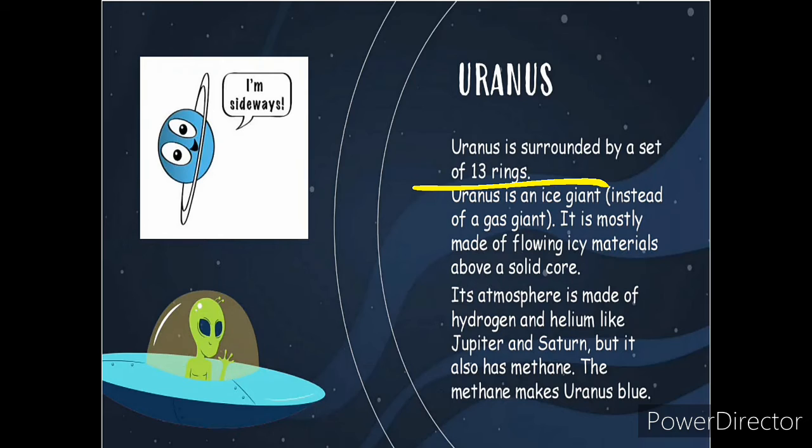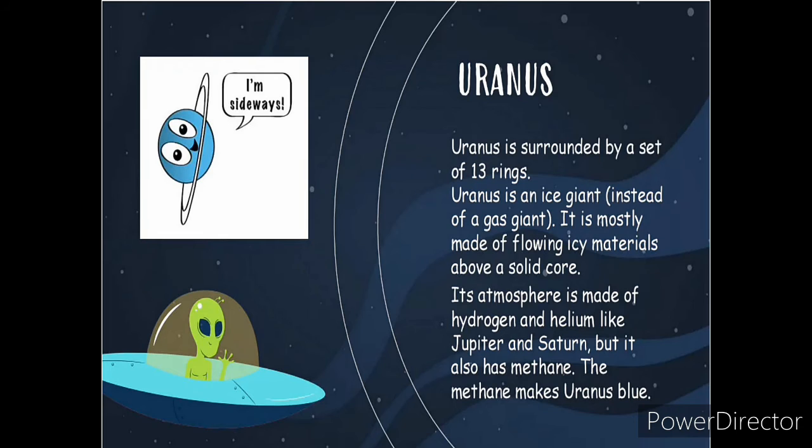Okay, Uranus is an ice giant instead of a gas giant. It is blue in color. Why? It is blue because it contains methane. Its atmosphere is made up of methane, hydrogen and helium.